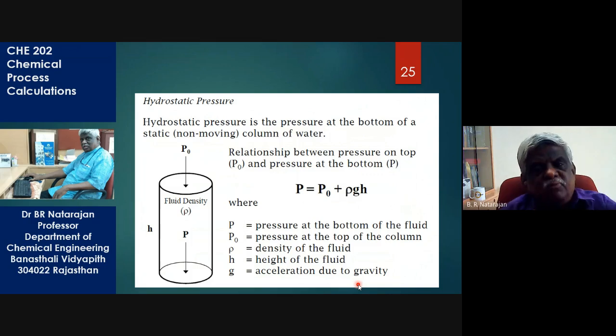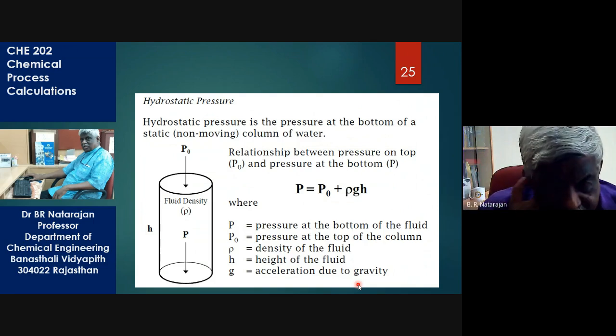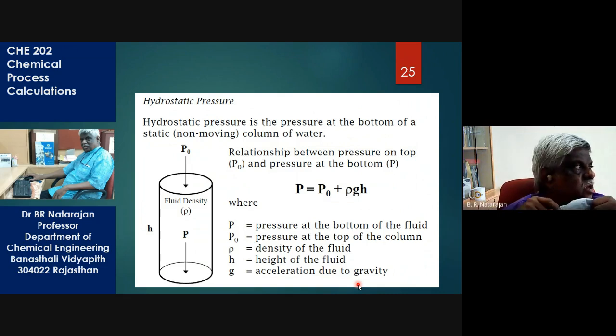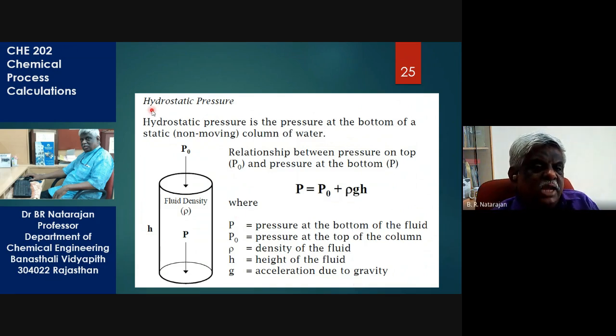Let's do some more fundas on pressure. In chemical engineering, we handle a lot of liquid and they are stored in containers. When the container is empty, it has a certain pressure. When the container has the chemical filled, it has another pressure. Now to understand this, we look at what is known as hydrostatic pressure. It is the pressure at the bottom of a static, non-moving column of water.